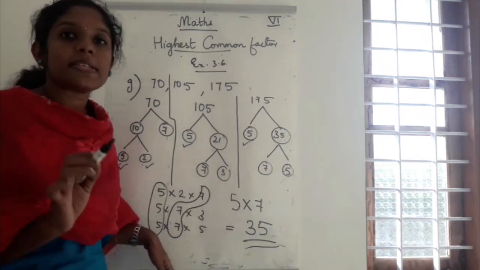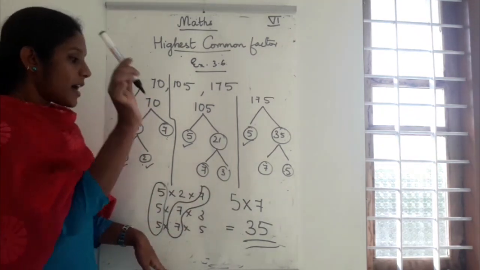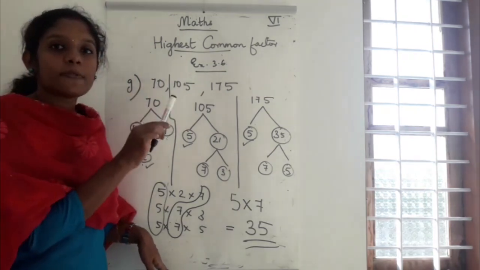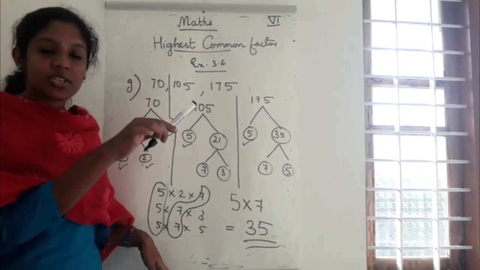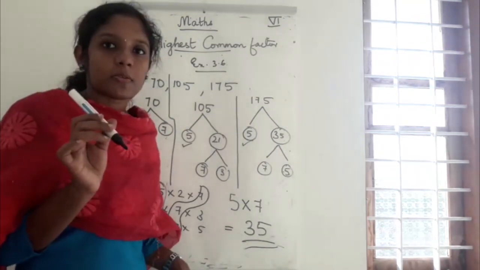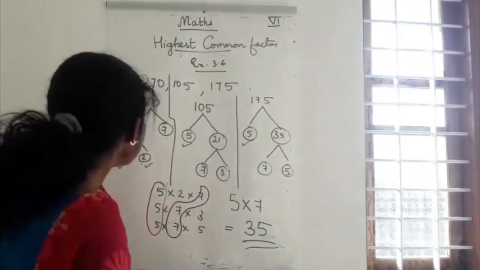So 5 into 7 is 35. So this is one method to find the highest common factor using the prime factorization tree. Now I will show the division method also. Okay, so the division method is the same.